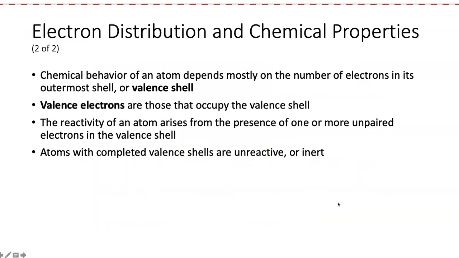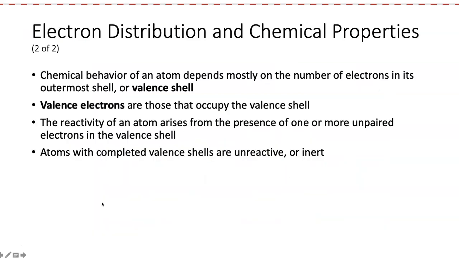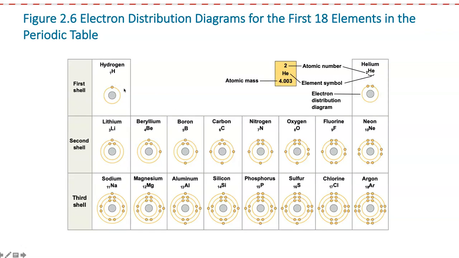Chemicals behave differently depending on the number of electrons in the outermost shell. And we call the outermost shell, whether it's the first shell or the second or the third, whichever one is the outermost one, depending on the atom, it could be one shell or two shells or three shells, we call that the valence shell. So again, going back here, the first shell is the valence shell in hydrogen, but the second shell is the valence shell in lithium, and the third one is the valence shell in sodium.